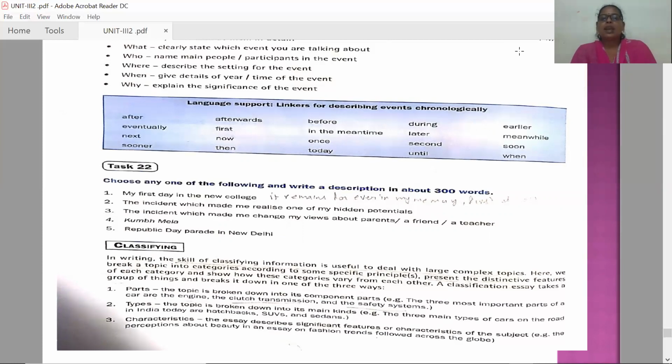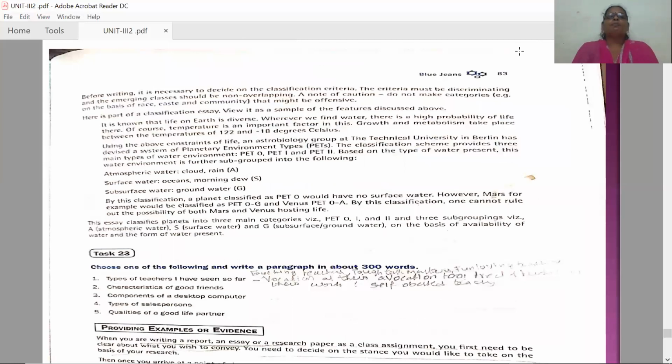The other one is characteristics. The essay describes significant features or characteristics of the subject, like the perception about beauty in an essay on fashion trends followed across the globe. So, classification is very, very important. You should make sure that you present these elements when you are classifying in an essay.